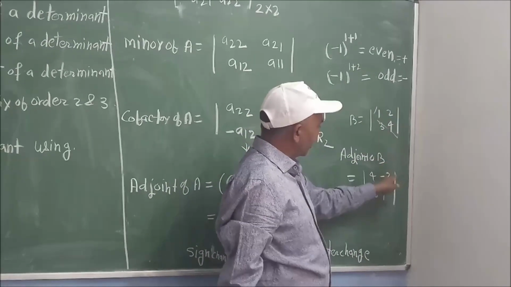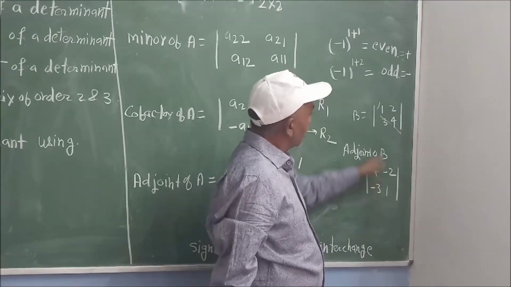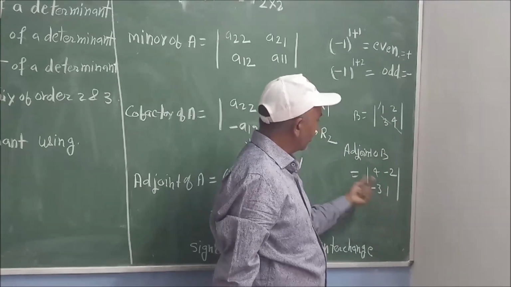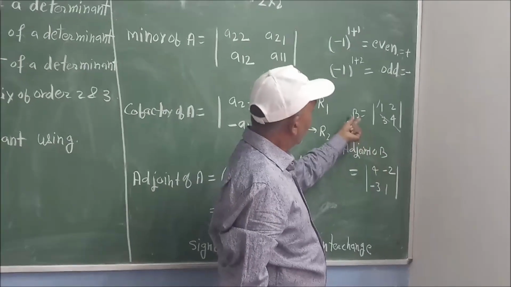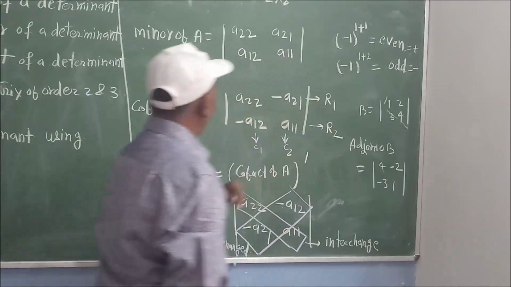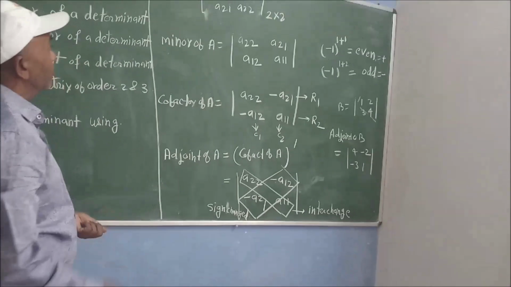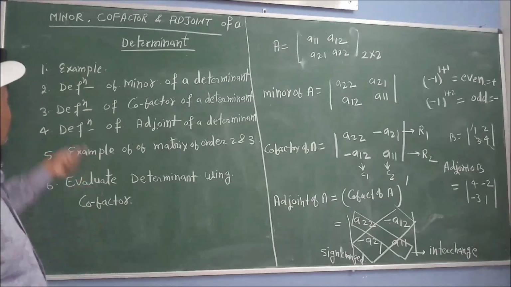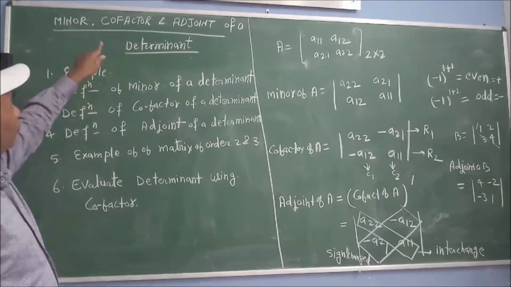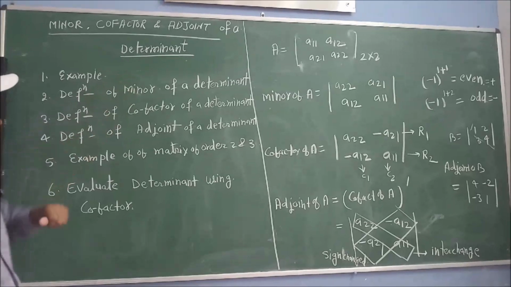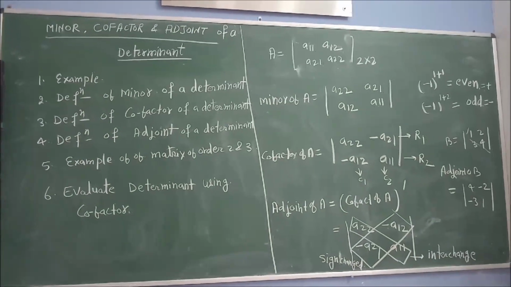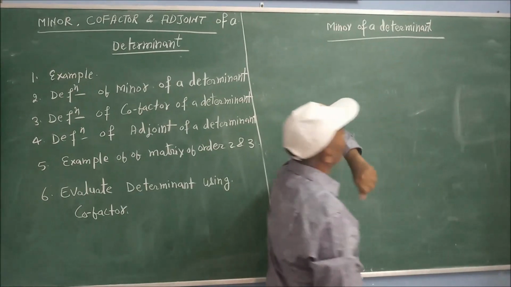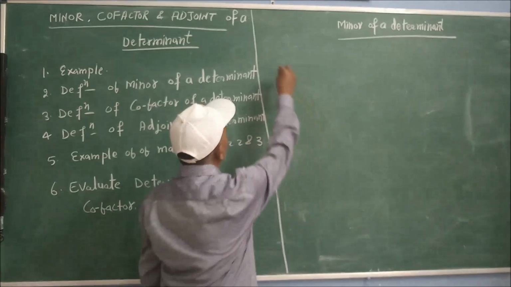Its element will change sign, minus minus change, and 1, 4 elements will be changed. So directly we can calculate adjoint of B by getting a determinant. So we can calculate the value of the determinant, minor of the determinant, cofactor of a determinant, and adjoint of a determinant. Find what is the definition of minor of the determinant.